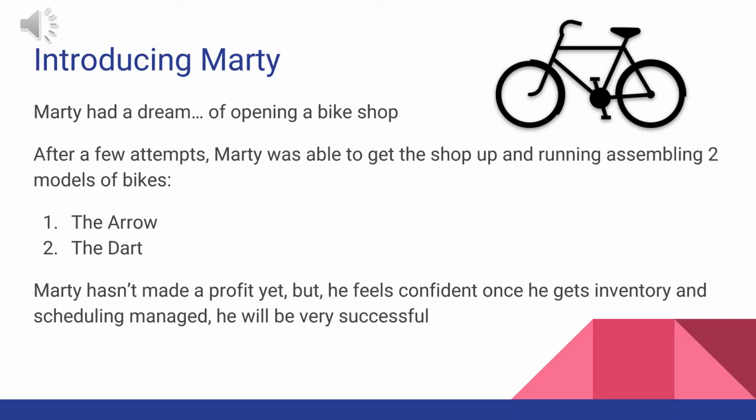Introducing Marty. Marty had a dream of opening a bike shop. After a few attempts at opening his own bike shop, Marty finally figured out his secret formula. He needed to focus on producing only 2 types of bikes. And these 2 models he created were the Arrow and the Dart.